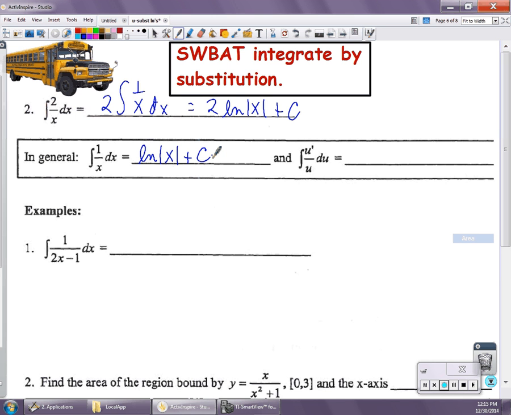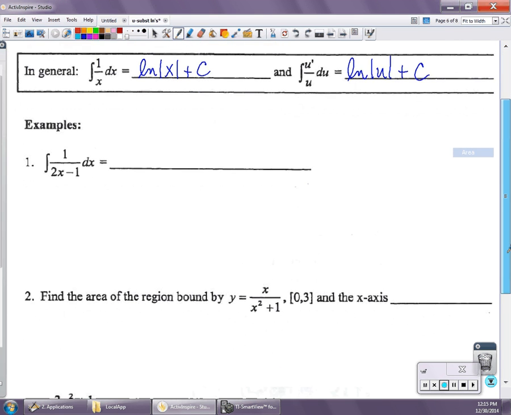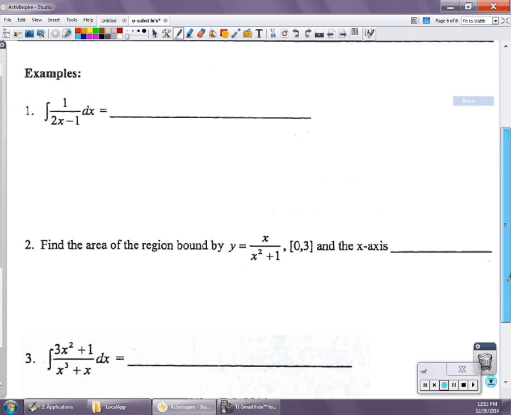So the antiderivative of u prime over u is ln of the absolute value of u plus c. So we're reversing what we already know. Bear in mind, the derivative of ln of u is u prime over u. Therefore, the antiderivative of u prime over u is ln of the absolute value of u. All right, let's use that to deal with these fractions that we're dealing with now.